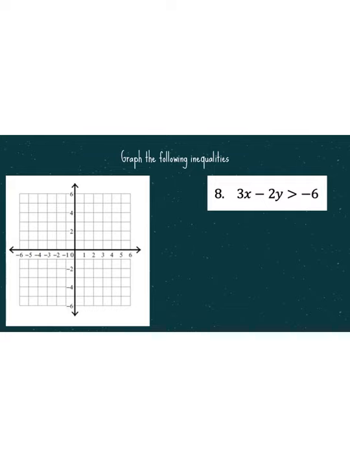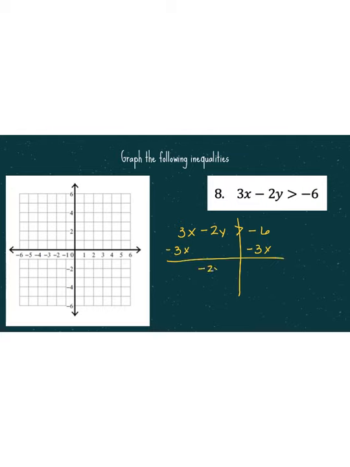Okay, number 8 says 3x minus 2y is greater than negative 6. Remember, we need it in y equals mx plus b, and we're not quite there yet. So I'm going to rewrite this: 3x minus 2y is greater than negative 6. I'm going to draw my line right here. Remember, I need my x on the right side, so I'm going to subtract 3x over here. If I do that on the left side, I have to do that on the right side.